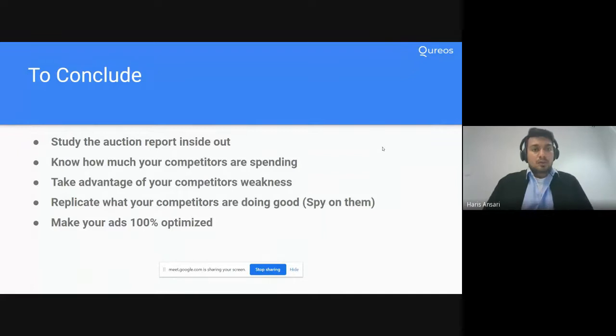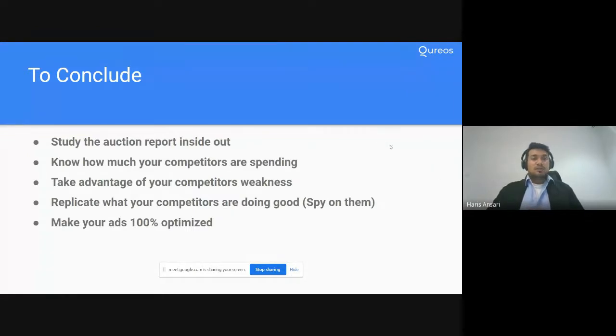So at last, to conclude with whatever we have discussed, what are the things we can do? We need to study the auction report inside out. This is the most important thing we have in the Google Ads account to see what our competitors are doing. So we need to know it inside out in order to re-strategize ourselves, or to make our future campaign plans or future budget planning or something like that.